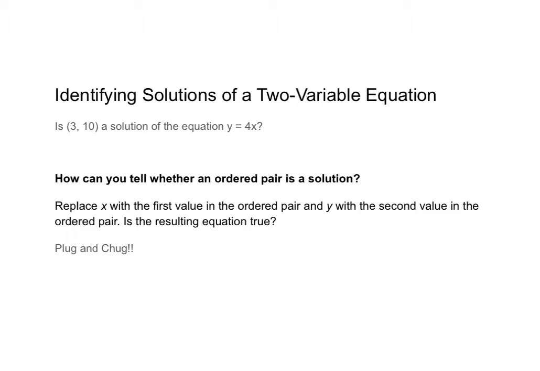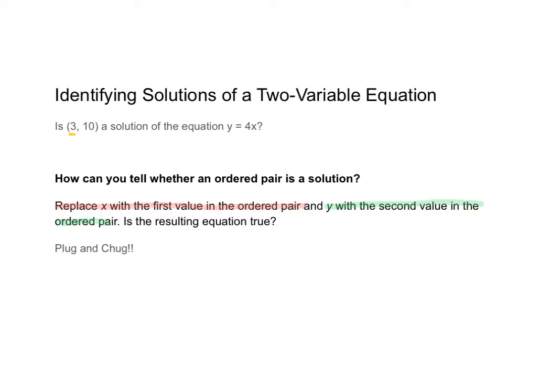What you're going to do is replace anytime you see x with the first value in the ordered pair, okay? So go ahead and highlight that statement. Replace x with the first value in the ordered pair. And then using a different color, highlight y with the second value in the ordered pair. Is the resulting equation true? So let's go ahead and practice that.